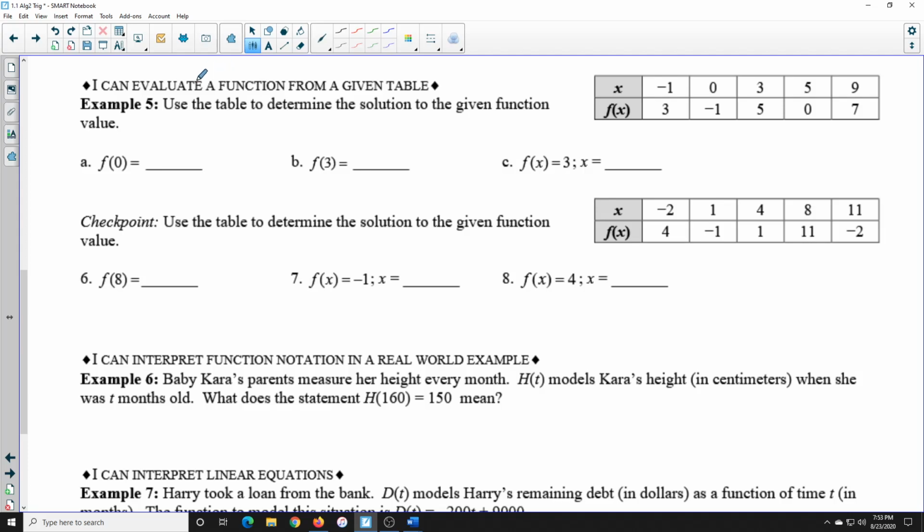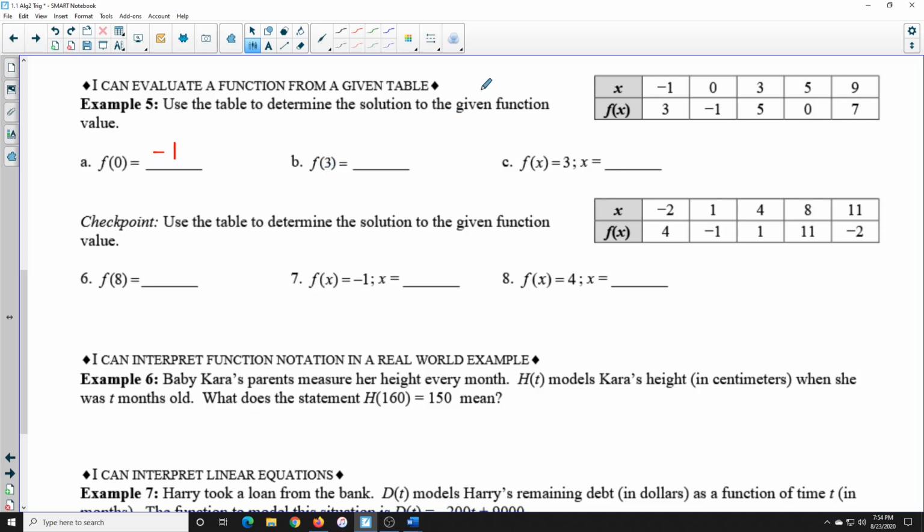Example 5. So we're evaluating a function from a given table. This is pretty much the same thing we just looked at on the graph, but it's in table form. So you're thinking the same thing. In this, you have a given x value. So f of 0, that means we have an x, and we want to know the y. So 0, we go over here to the table and we look at x's, and where do we have a 0? Right here. And all we have to do is look at the associated y value. So that's negative 1. So when x is 0, we have a y value of negative 1.